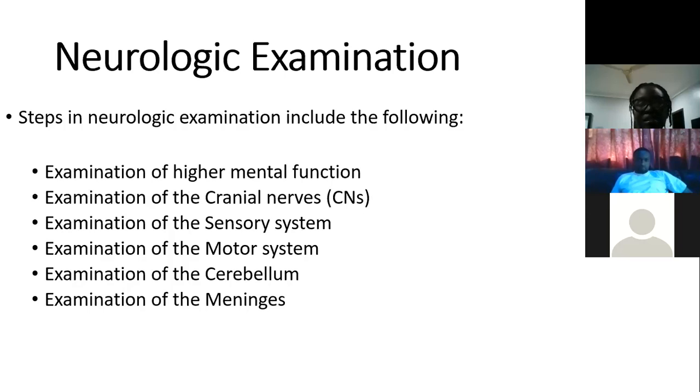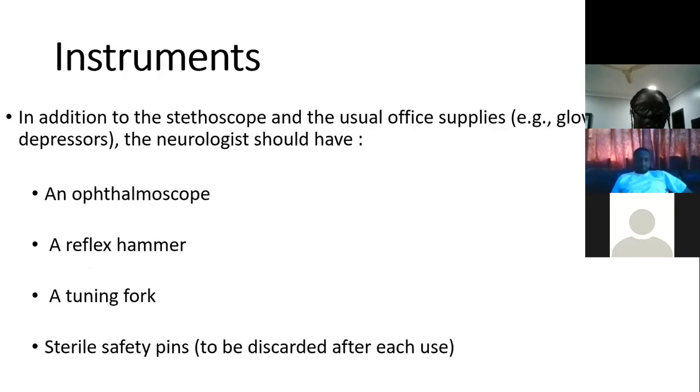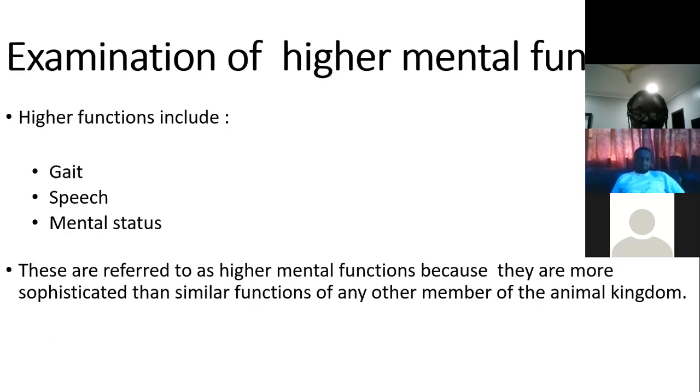So these are the steps in the neurologic examination. There's examination of higher mental function, then examination of the cranial nerves, examination of the sensory system, examination of the motor system, examination of the cerebellum, and examination of the meninges. Okay. And these are the instruments that you need for central nervous system examination. You need an ophthalmoscope, a reflex hammer, a tuning fork, and then a safety pin, which is used for testing sensation.